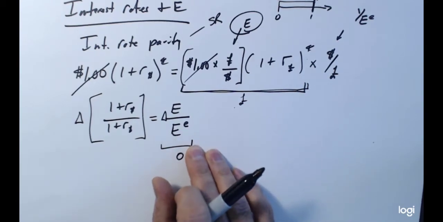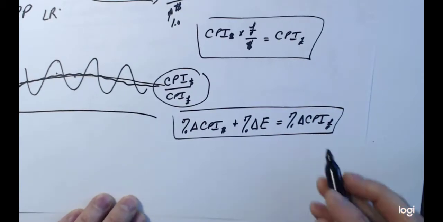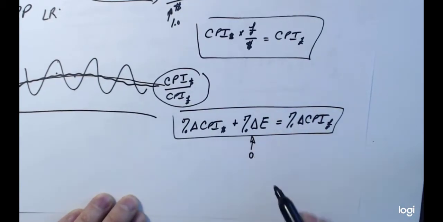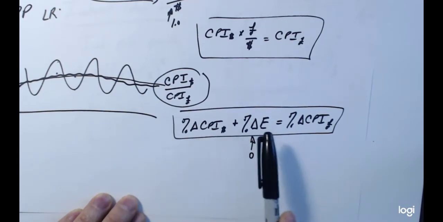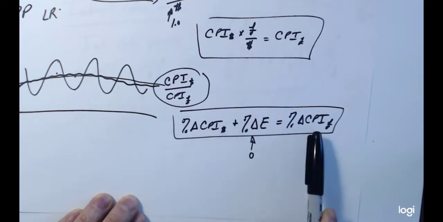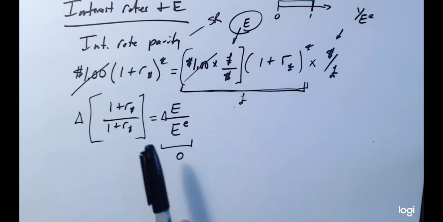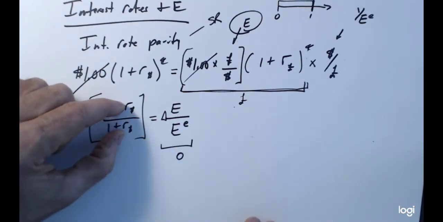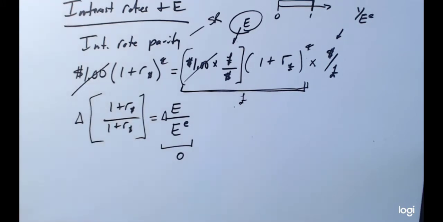Now, if you go to purchasing power parity, look what happens. This goes to zero. There is no change in the exchange rate. So what you have is the inflation rate in one country will match the inflation rate in the other country when you have fixed exchange rates. Inflation rates will match up. And then you basically have relative changes in interest rates are unchanged under fixed exchange rates.